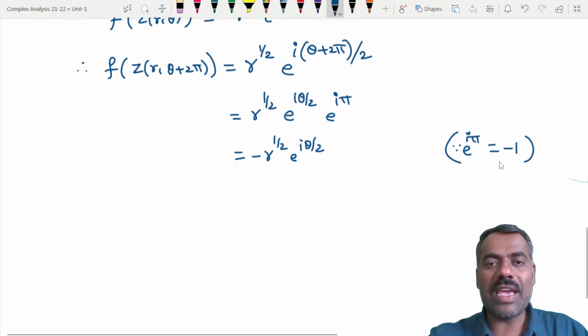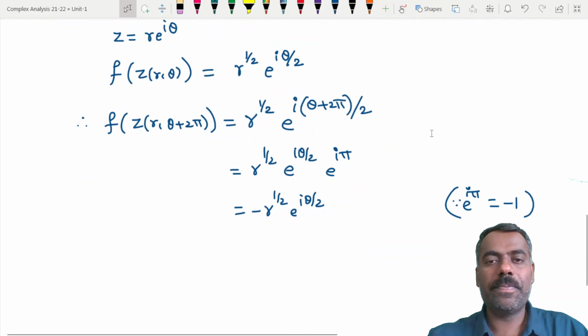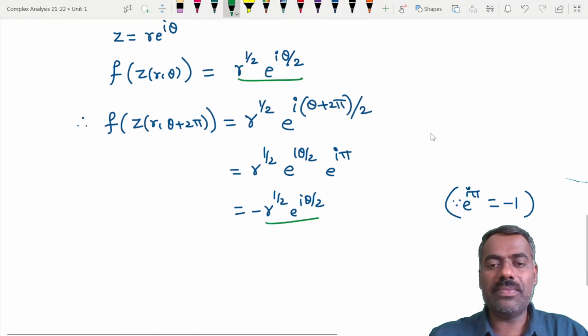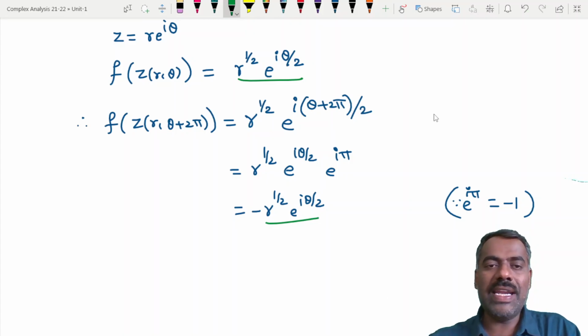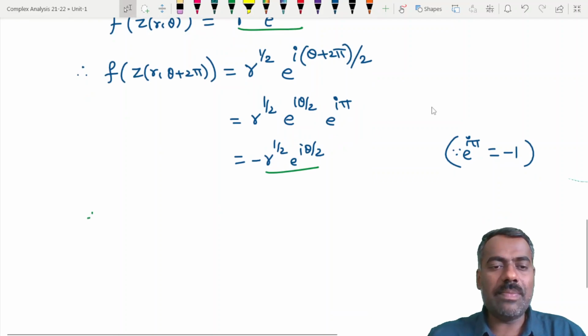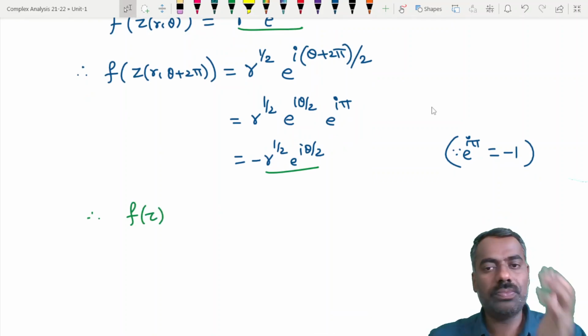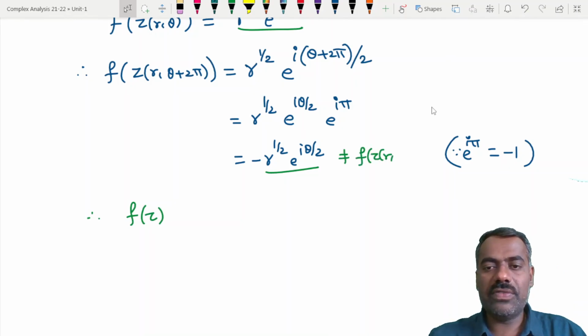Which is not same as f of z r theta. Is that clear? These two values are different values. So therefore, if you take an arbitrary z and if you go around a circle and reach theta plus 2 pi, that means completes 360 degrees, then f of z value is changing. So therefore f of z is a multivalued function or not? This is not equal to f of z r comma theta. So you are getting a different value, multivalued function.